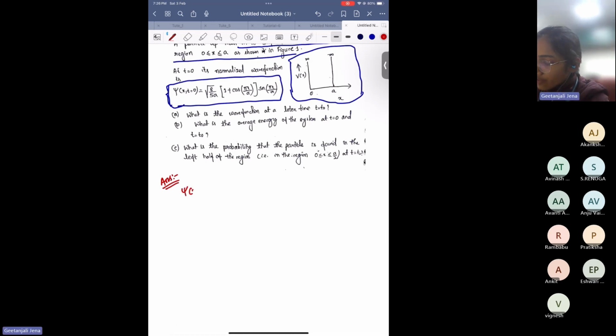So given to you is psi of x at t equal to 0, equal to root over of 8 by 5a, times 1 plus cos pi x by a, and sin pi x by a.